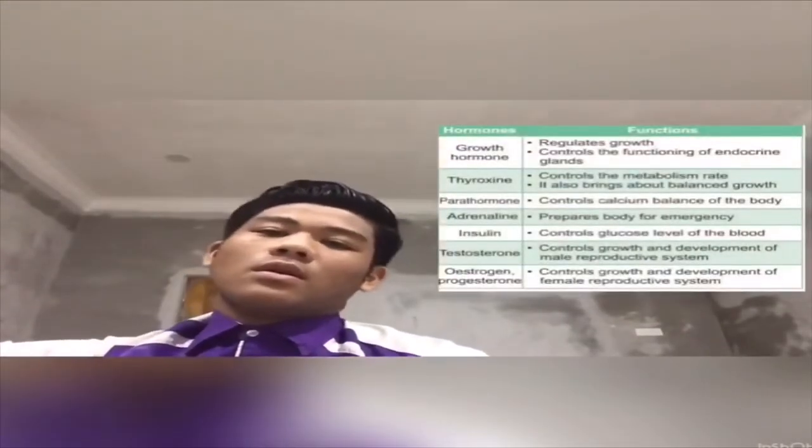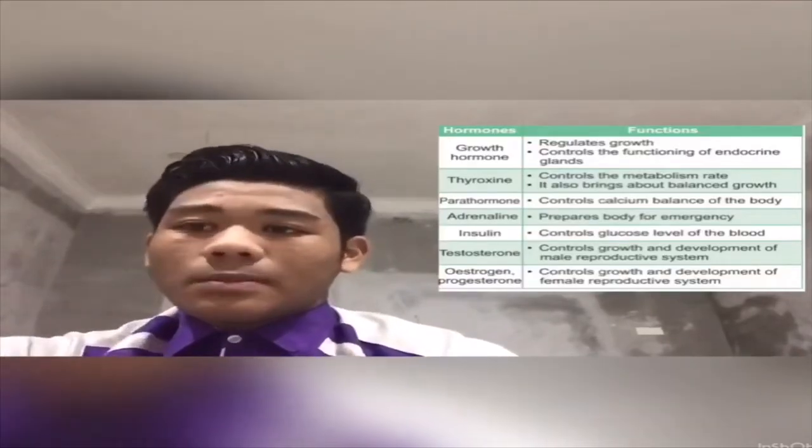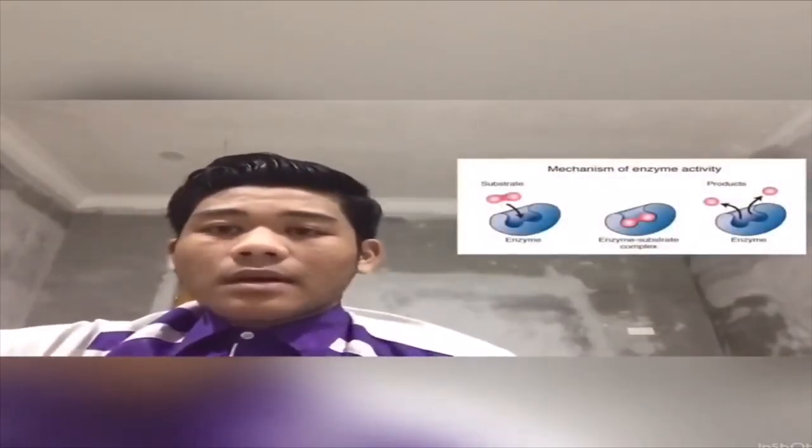Fourth component are hormones. Hormones control physical activities in the human body. The last component to fulfill blood plasma are enzymes. Enzymes are involved in the metabolic process of cell.